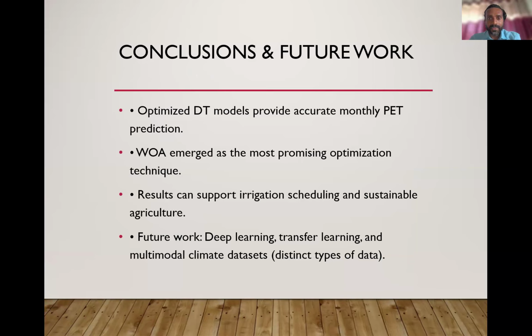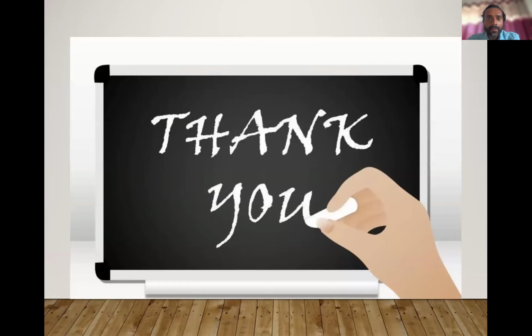Results can support irrigation scheduling and sustainable agriculture. In future, we can apply deep learning, transfer learning, and multi-model climate datasets as well. That is it from my side. Any questions?